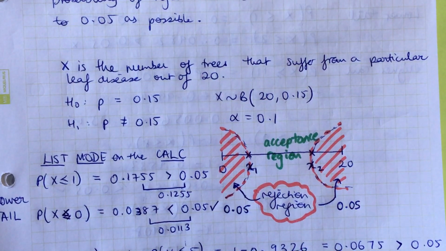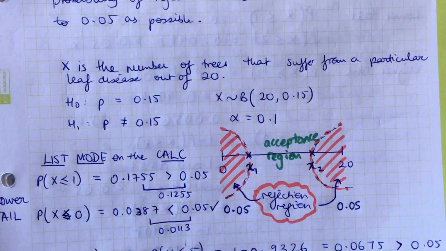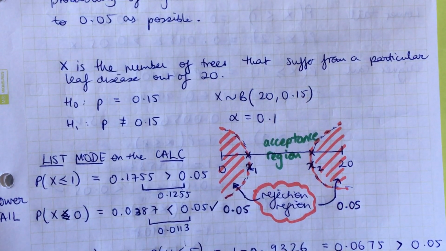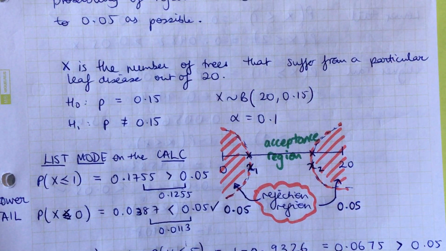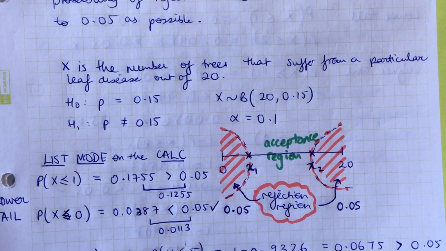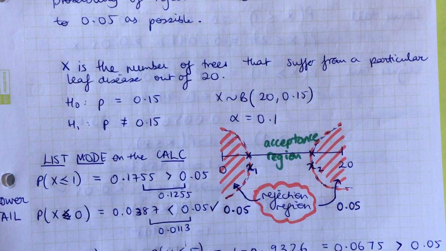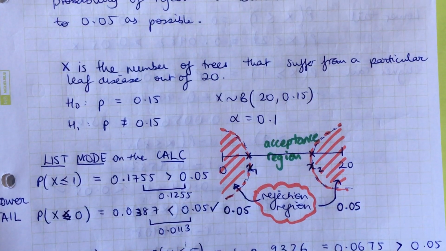I briefly talked about expected outcomes in the previous video. So if we were looking at expected outcomes, if it was according to the current probability, which is 15%, if we do 15% of 20, that gives us 3. So we would expect 3 trees to have that disease.